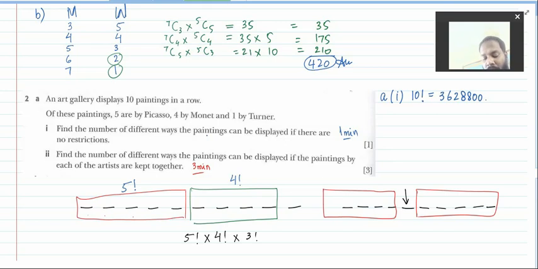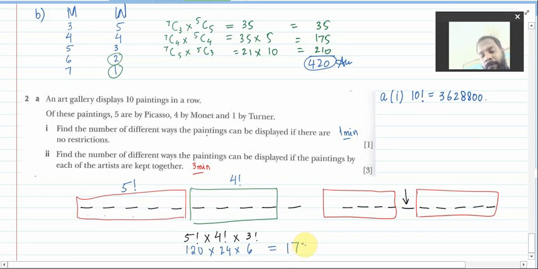So we can solve it, and it will be equal to 5 factorial, which is 120, times 4 factorial, which is 24, and 3 factorial is 6. So 24 into 120 into 6 gives you the value of 17280. There are a total of 17280 ways in order to arrange all the paintings by the same artist together. Alright class, so that is your part 1 and 2 done.